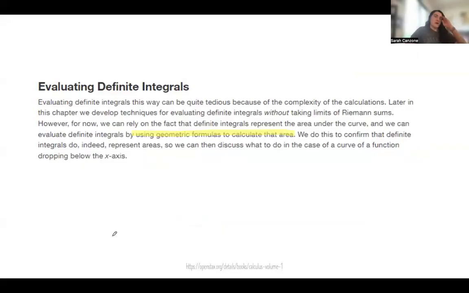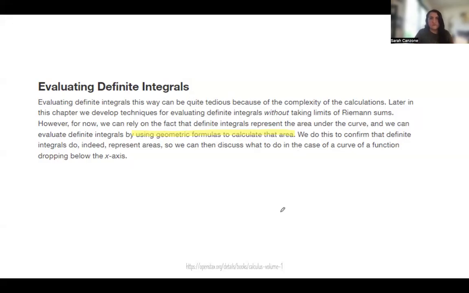Okay. So when we're looking to evaluate definite integrals, like I said, we do have two ways of doing it. We typically don't want to use Riemann sums if we don't have to, just because it is kind of a pain. So we will use geometric formulas to calculate the area for this section instead. It will be a completely accurate area.